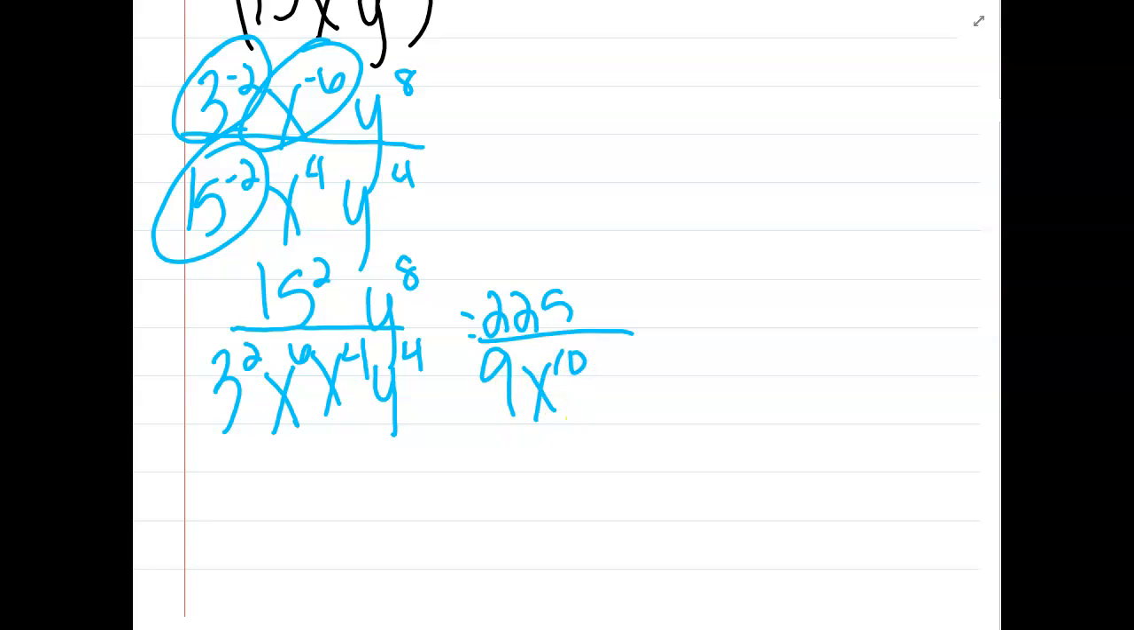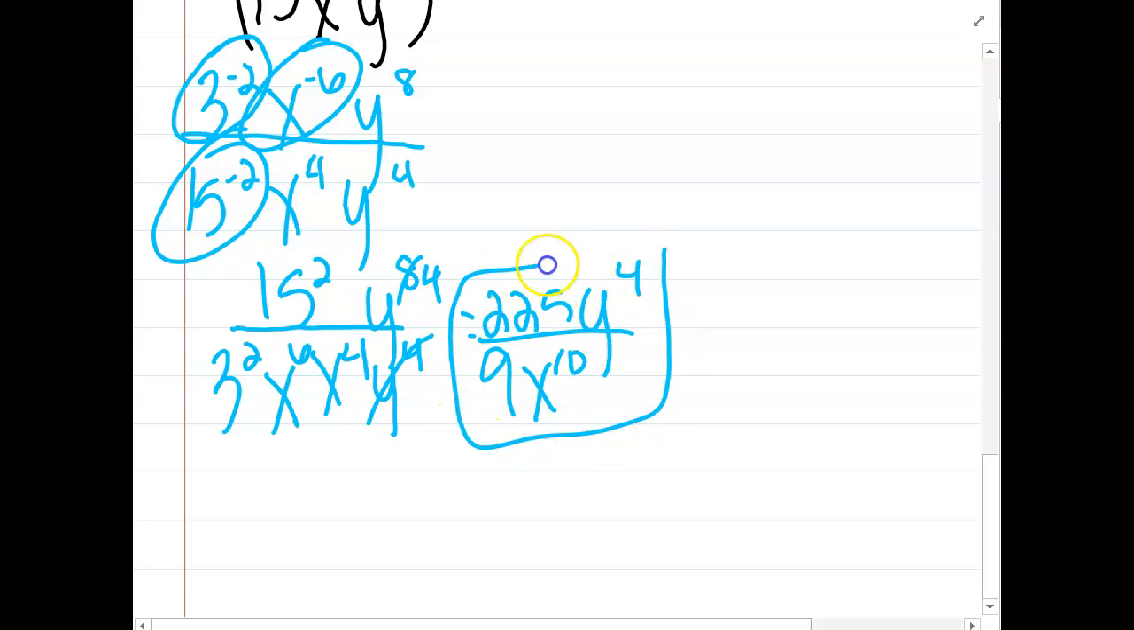Now, do the y's combine or cancel? Those are going to cancel, right? You have 4 in the denominator. Those 4 are going to cancel out. 4 of these cancel out, so how many are left? 4. And see how they're in the numerator? So it's going to be a y to the 4th in the numerator.